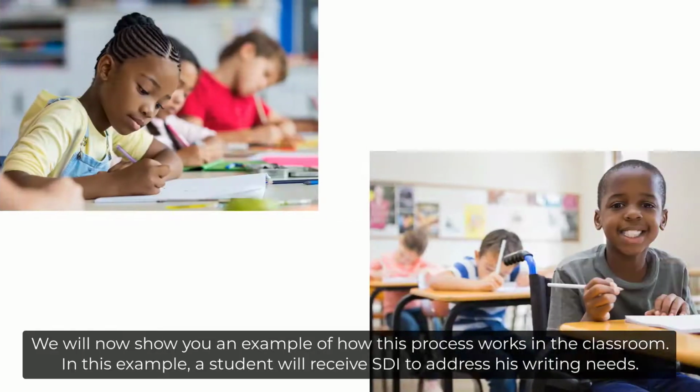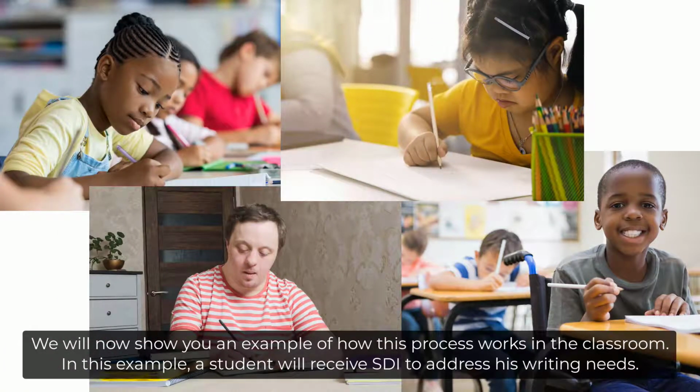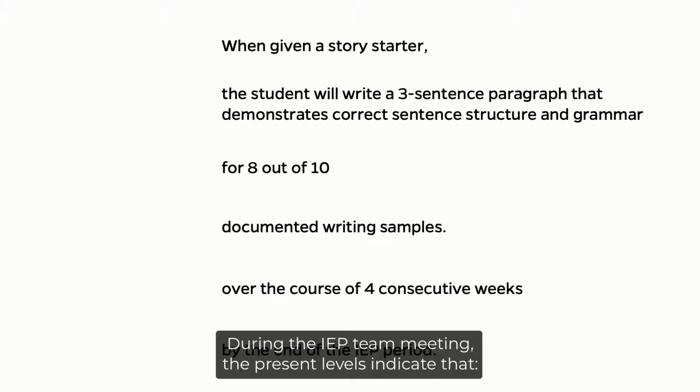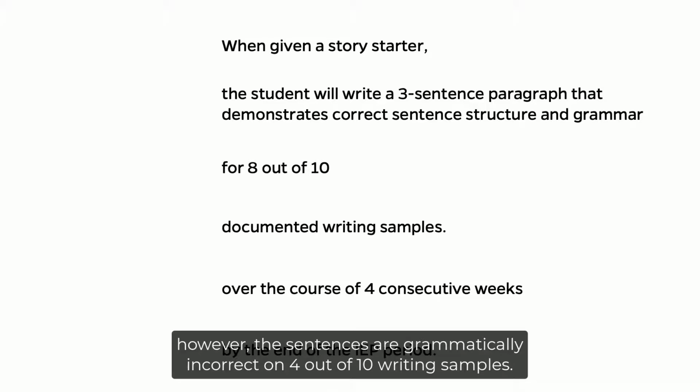We will now show you an example of how this process works in the classroom. In this example, a student will receive SDI to address his writing needs. During the IEP team meeting, the present levels indicate that the student is currently able to write a simple sentence of 4 words with correct beginning capitalization and ending punctuation. However, the sentences are grammatically incorrect on 4 out of 10 writing samples.